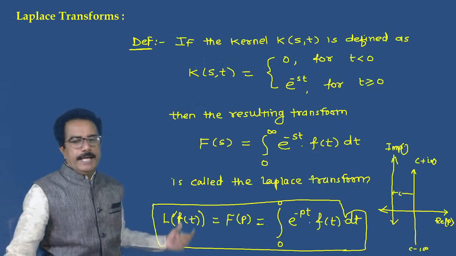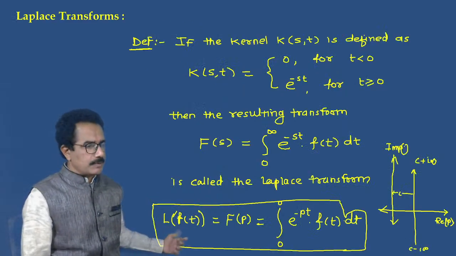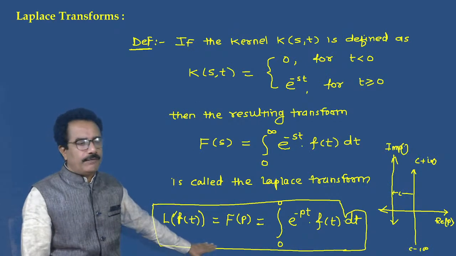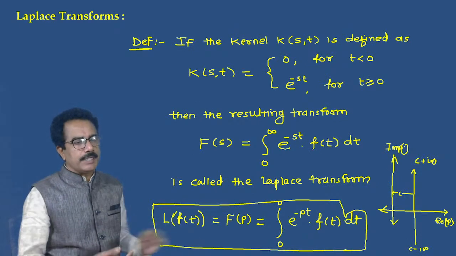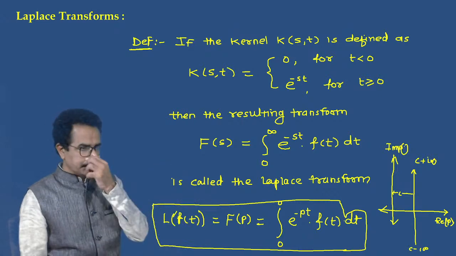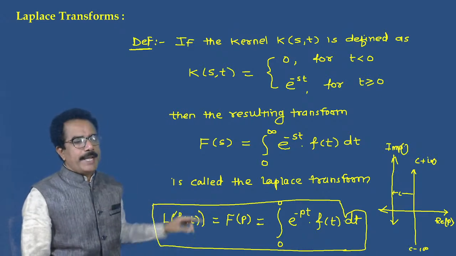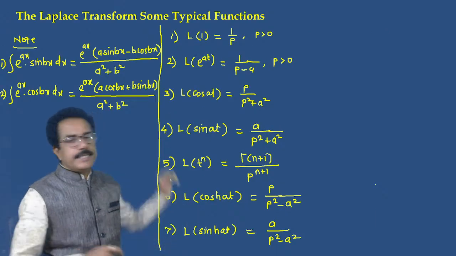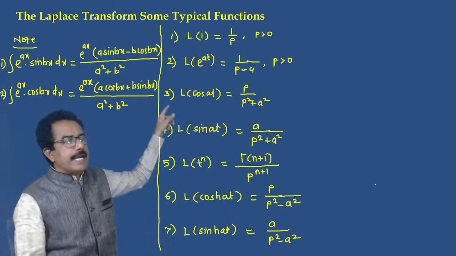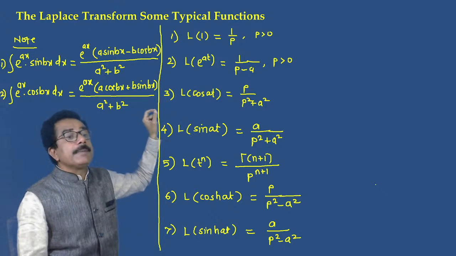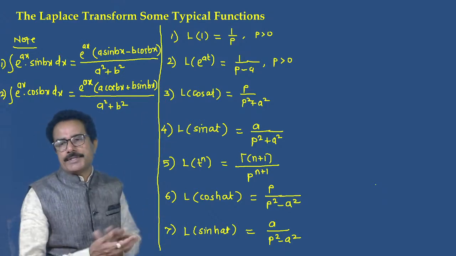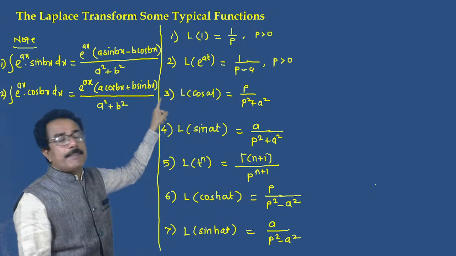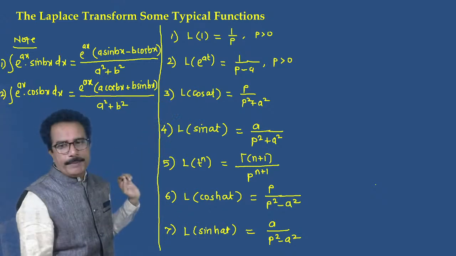So, before discussing the transform of more complicated functions, we have to solve problems based on this. This is the definition of the Laplace transformation: L of f of t is equal to capital F of p, which is equal to the integral from 0 to infinity of e raised to minus pt into f of t dt. Now, these are some standard or typical functions whose Laplace transformations are given. That is, Laplace transformation of 1 is 1 upon p.